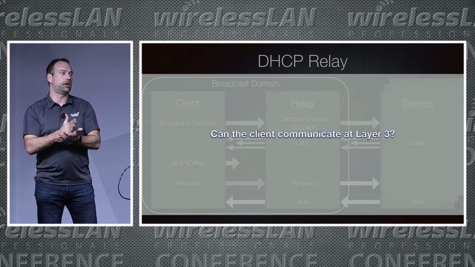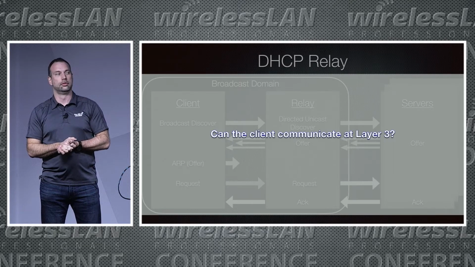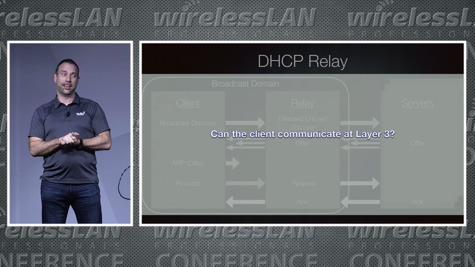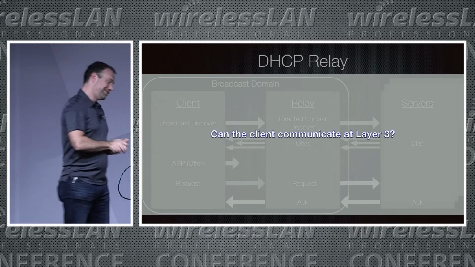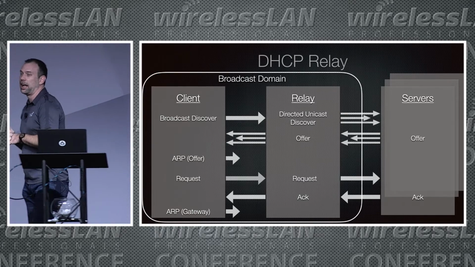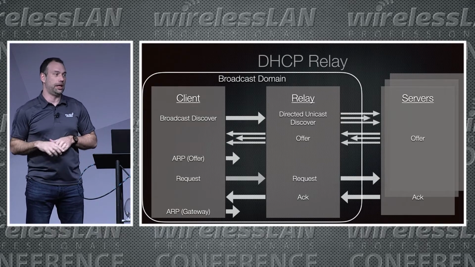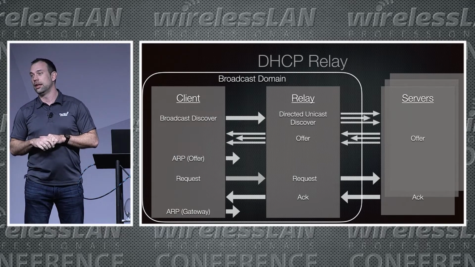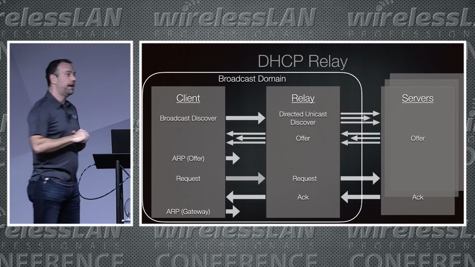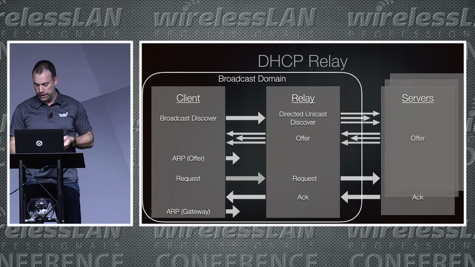We get an acknowledgement. Now we've got an IP address, we've got an acknowledgement. Can the client communicate on layer 3 at this point? Can it, really? No, it really doesn't. Because it doesn't have the layer 2 address, it doesn't have the MAC address of the gateway yet. It doesn't know where to send that packet. And until it does, it can't communicate. So now we have ARP twice in a DHCP request.